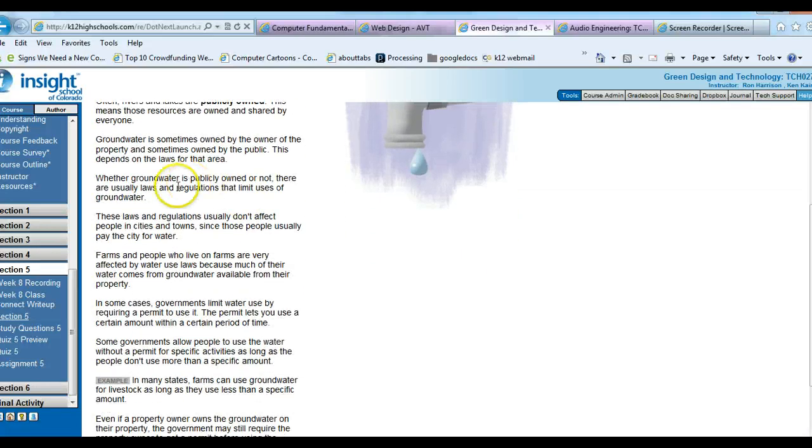Now, some of the things about groundwater laws, they don't affect people who live in cities and towns because we buy our water from our municipal water system, like here in Grand Junction with the City of Grand Junction water system. That's where I get my water. But people who live on farms, they're affected by water laws because their water comes from the ground.